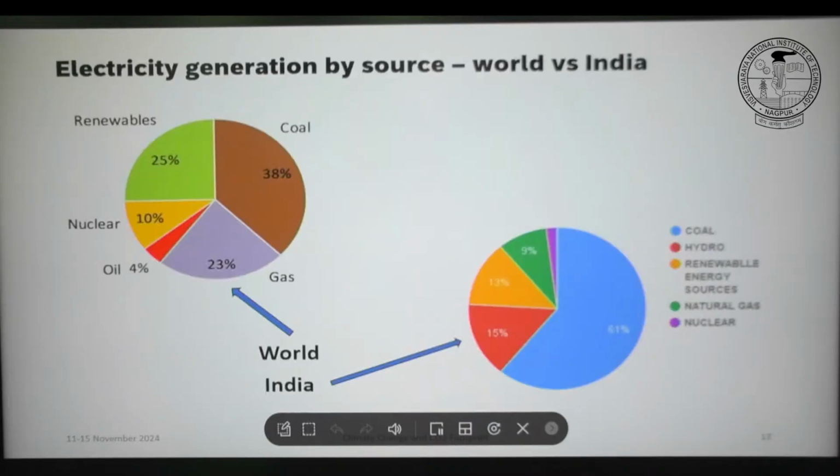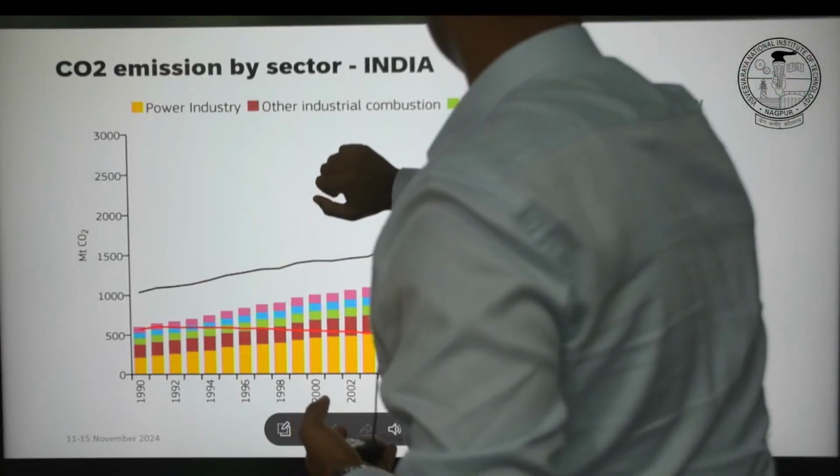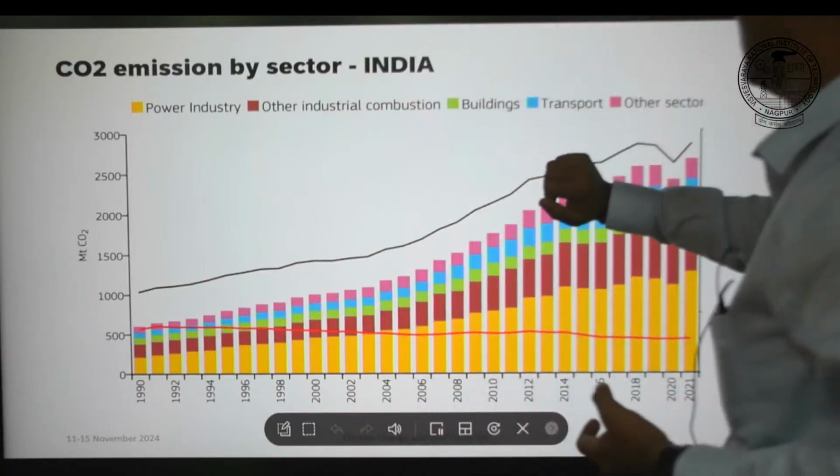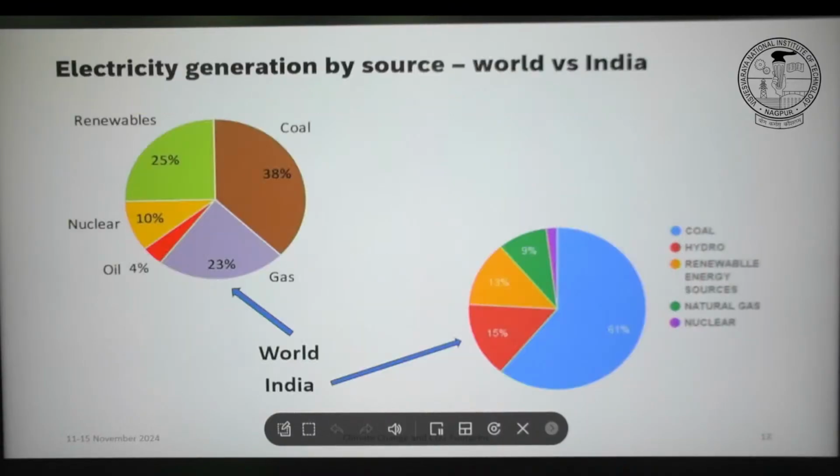So what we'll do in the next 1 hour or so, if time allows before lunch, we'll be looking at each sector one by one, not to spend 2 or 3 days on all the sectors. We'll limit ourselves to the power industry and industrial combustion. Probably we'll talk for a few minutes on transportation as well. But the majority will stay on the power industry and other industrial combustion.